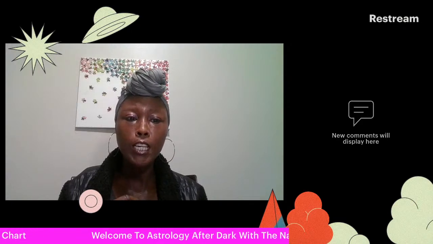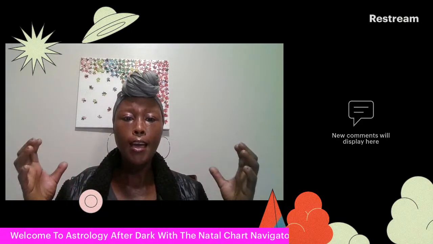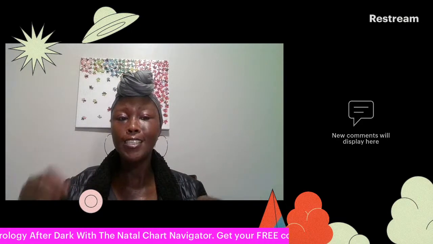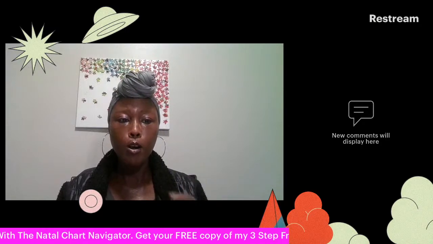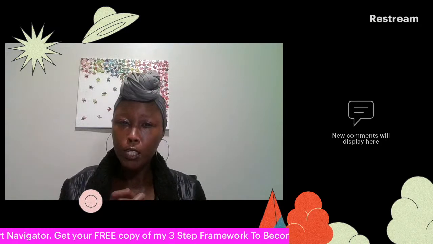and then black tourmaline, this grounding stone is effective for transmuting negative energy. And so if you have a lot of Mars or challenging aspects with Mars or Aries, then you can get some of that.